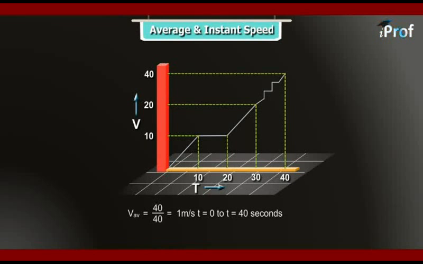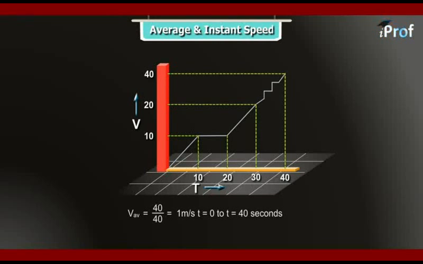Suppose in this graph we have to find the average speed between 10 second and 20 second. Average speed between 10 second and 20 second is 0 because between 10 second and 20 second the body is at rest, the body is not moving. Suppose we have to find the average speed between 20 second and 30 second. Here the distance is 10, here the distance is 20. So the distance covered by the body between 20 second and 30 second is 20 minus 10, and the time interval is 10. So the average speed of the body between 20 second and 30 second is 10 upon 10, that is 1 meter per second.